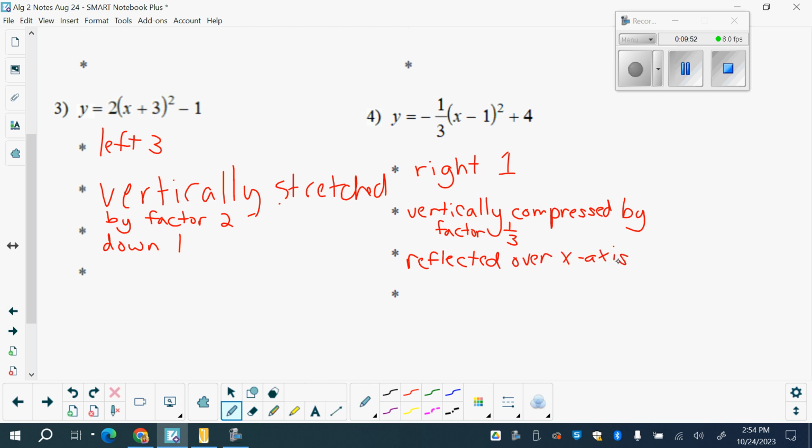And what's the last thing that we do? Up. Up 4. Mhm. Okay, go ahead and do the U-chart. Any questions on that one? Very common mistake. Students want to say vertically compressed by a factor of 1/3, negative 1/3 on that one instead of saying those two together.